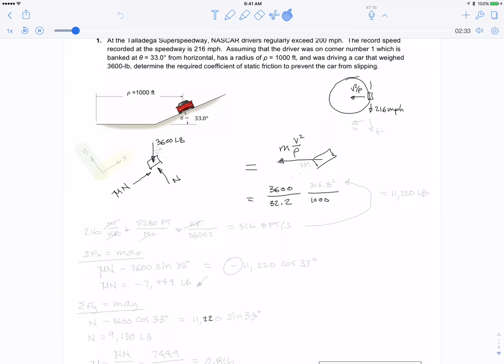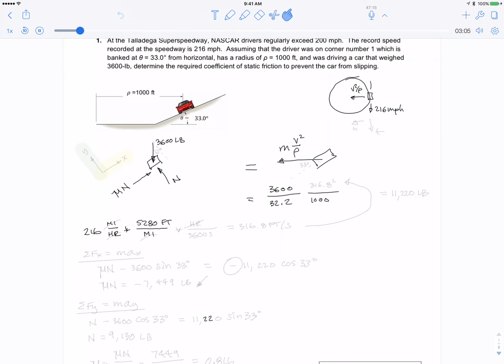And so the velocity is 216 miles per hour. And to convert this, we have to change the miles into feet. So it's 5,280 feet. Let me double check that. A lap around the track is 440 yards. 4 laps is a mile. 3 feet per yard. Yeah, 5,280 feet per mile.